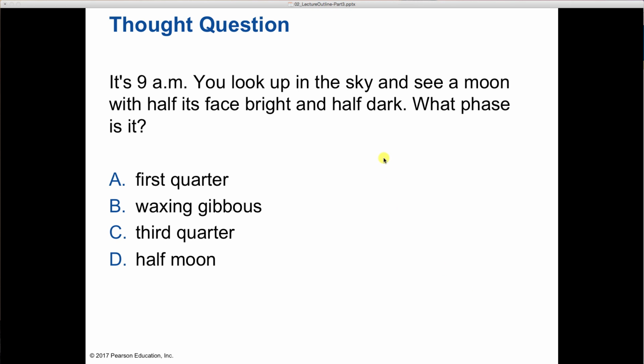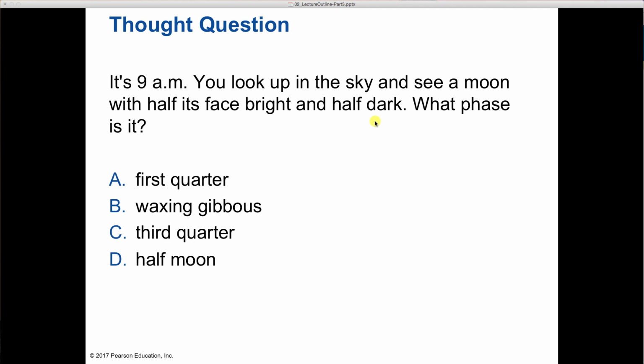And you look up in the sky and you see a moon with half its face bright and half dark. So half being bright and half being dark tells you it's a quarter phase, but which is it, first quarter or third quarter? If you think about which moon can be seen during the day, and think about the positioning of the moon in the different phases, you should realize that the third quarter moon is a moon that is getting closer and closer to the sun, and it can be seen during the day.